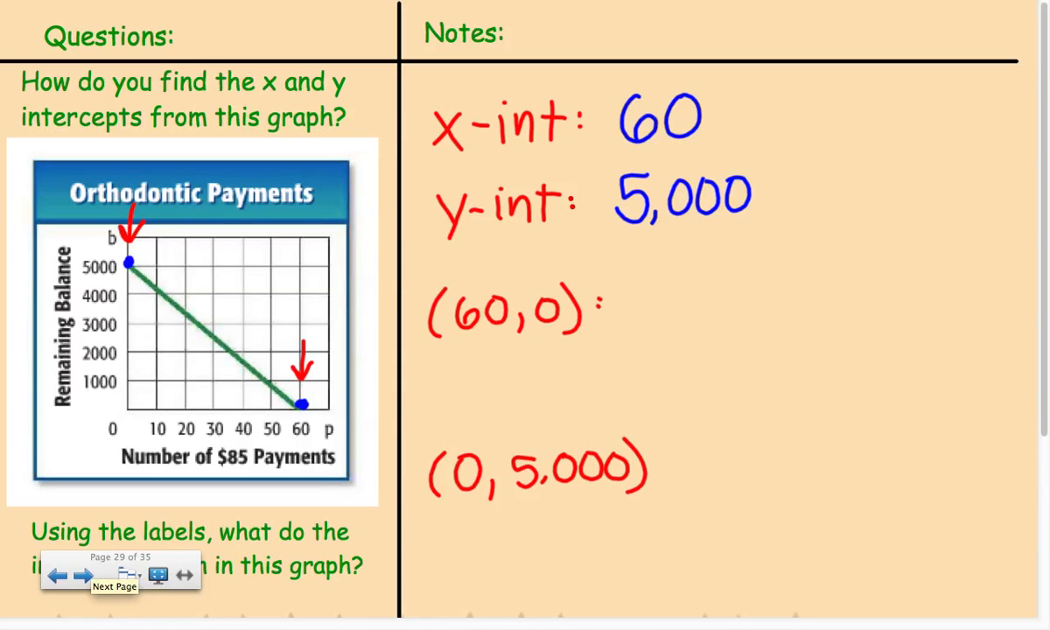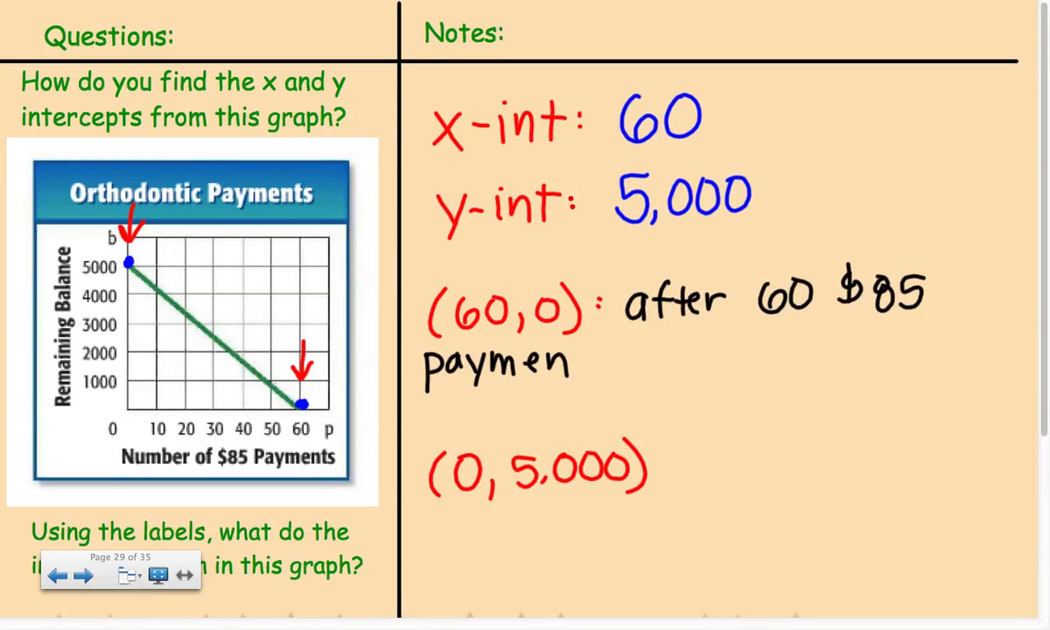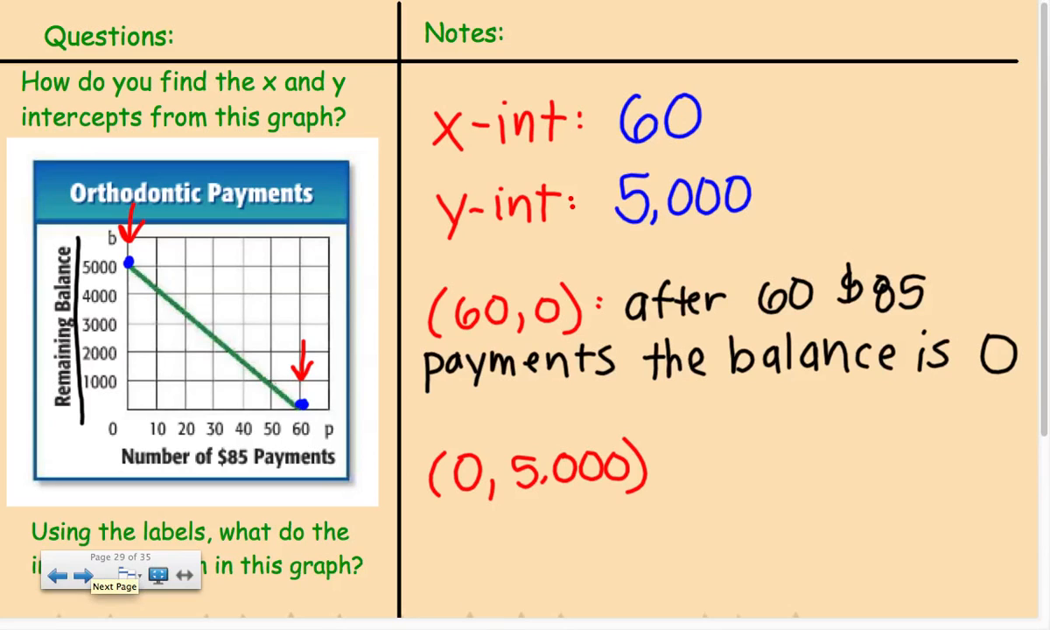Okay, 60, 0. The 60 means after, so after 60 $85 payments. Okay, then let's see what that 0 means. That's my remaining balance, because that's my y. The balance is 0. So when you're writing an explanation, both of these numbers, 60 and 0, match your coordinate point. And that was true on the last example as well.